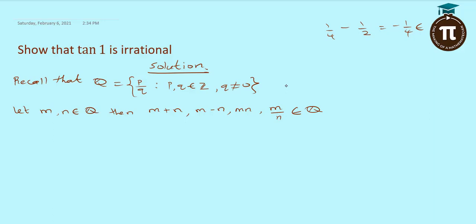So if I add two rational numbers, the answer we obtain will be a rational number. If I subtract, it will also be a rational number. If I multiply two rational numbers, 1 over 4 multiplied by 1 over 2, the answer will be 1 over 8. You see, it is still a rational number. And if I divide, the answer I will get will still be a rational number. So you need to take note of that. Now let's come to the main proof.